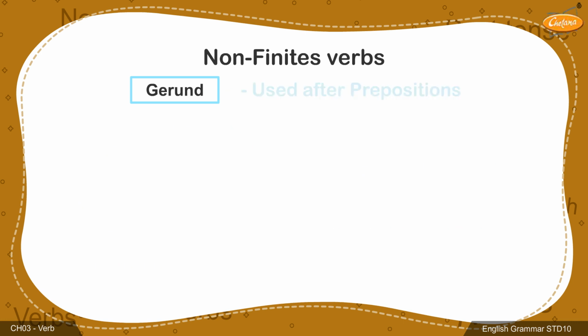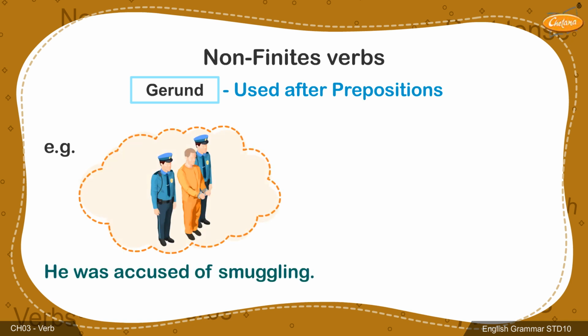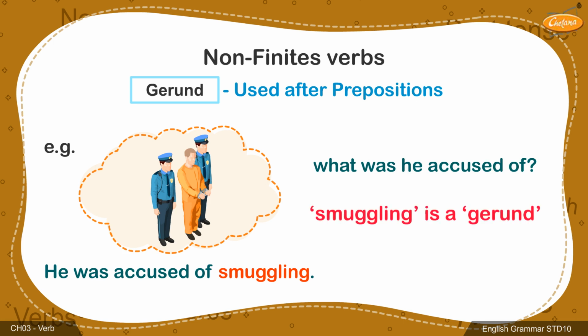A gerund is also used after prepositions. Example: he was accused of smuggling. Here, the gerund appears immediately after the preposition of. Also, what was he accused of? The answer would be smuggling. Thus, it is considered a gerund.